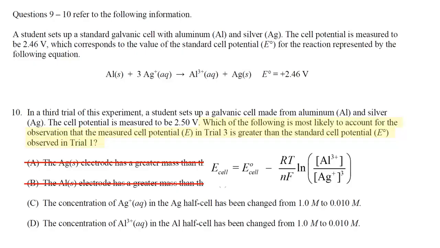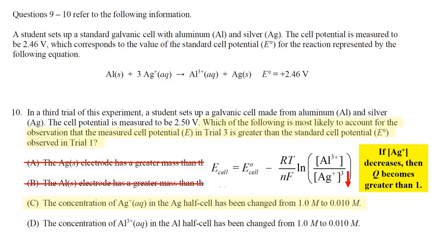So in choice C, it says the concentration of the silver ion has been changed from 1 molar, that would be standard conditions, to 0.010 molar. So if you're decreasing the concentration of the silver ion, as a result, Q becomes greater than 1, just like we saw in question 9. But if Q is greater than 1, then that would take you closer to equilibrium than standard conditions, and that would mean that the cell potential decreases. So it's looking like the correct answer is going to be choice D.